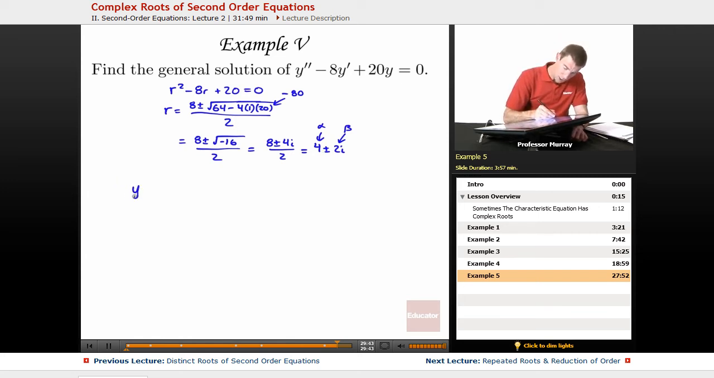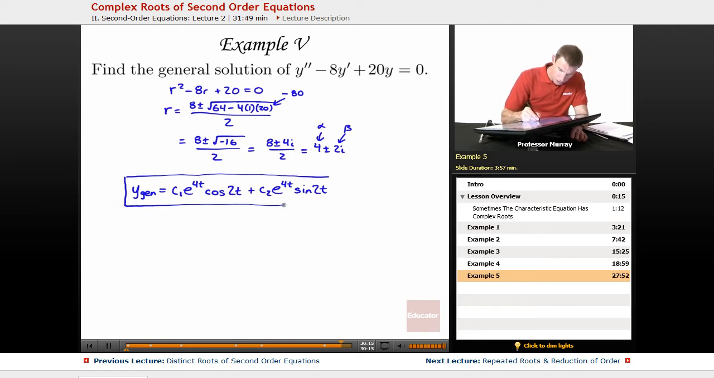So my general solution is c1 e to the alpha t, alpha is 4, times cosine of beta t, beta is 2, plus c2 e to the alpha t times sine of beta t. And since I don't have any initial conditions on this one, I'm going to stop there and just say my general solution is the last word for this example.